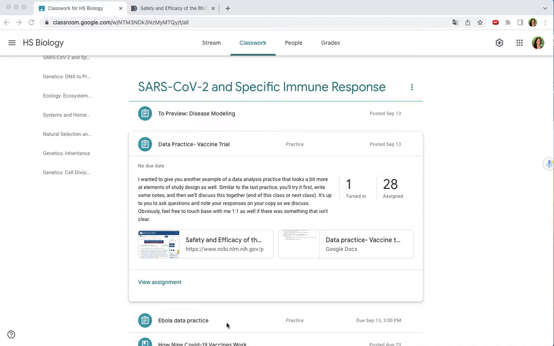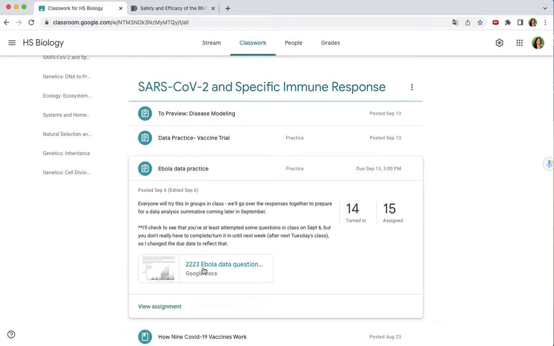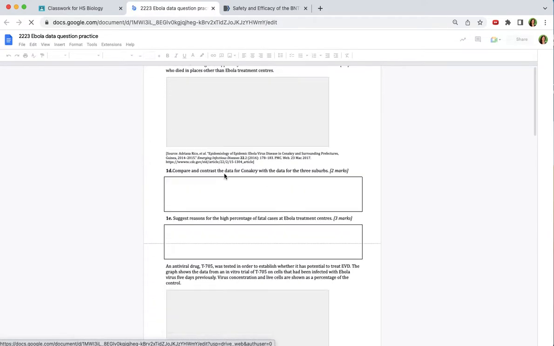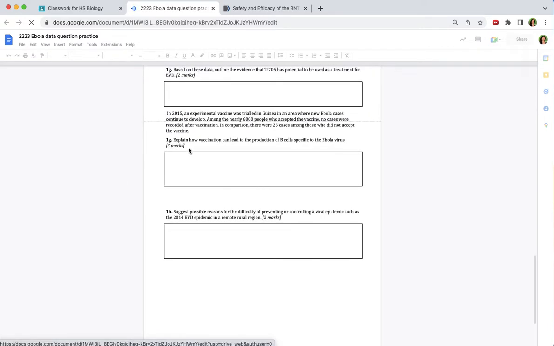The Ebola data practice we're pretty much finished with. The only one is that there's a question down near the bottom that I think is worth doing in F block. We didn't quite get to this, and it follows up on some work that you guys did. So really, you should have some things for different ones, right?